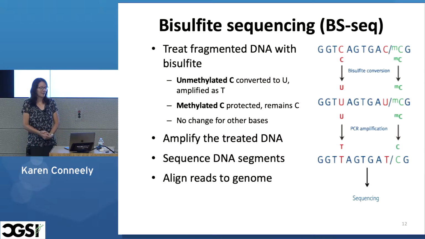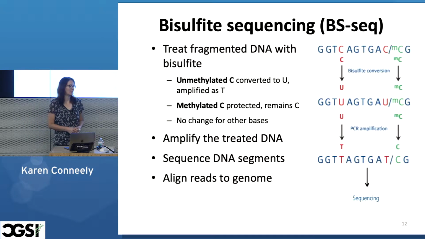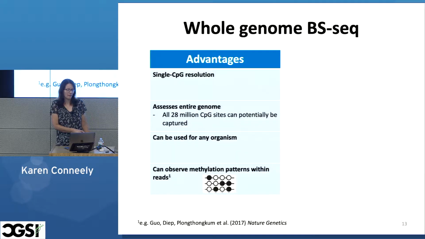OK, so this is another bisulfite-based method where we treat the fragmented DNA with bisulfite. The unmethylated cytosines will become Ts. The methylated cytosines are protected and will remain a C. And we just have to go in and sequence and look to see whether there is a C or a T at each C base or each CpG.